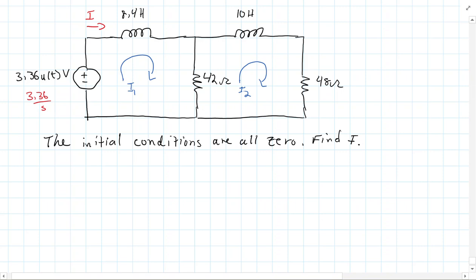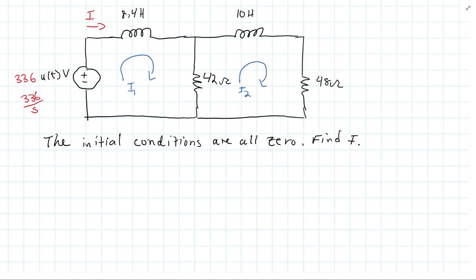Wait a minute here, I think I might have made a mistake. Yeah, I did make a mistake. It's not that we've done anything wrong yet. It's just that this voltage should not be 3.36. It should be 336 u(t). So we get 336 over S. Makes a big difference in the problem.